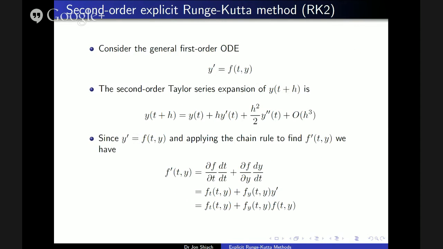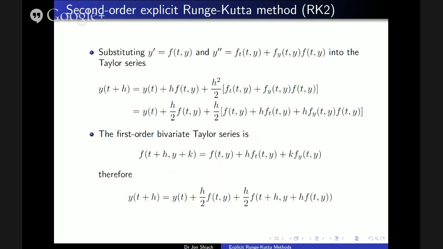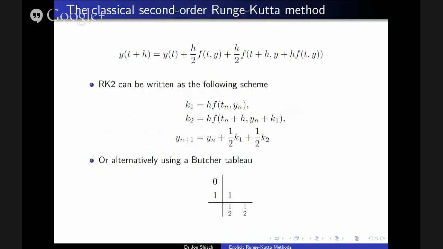I'll just go back a couple of slides. I've taken the Taylor series, and I've replaced the second derivative of y with the derivative of f of t,y. Jiggled it about a bit and written it in that form. So it's essentially the second order Taylor series written in that form. That's all the Runge-Kutta method is. That's how we derive them. Well, that's my second order Runge-Kutta method.